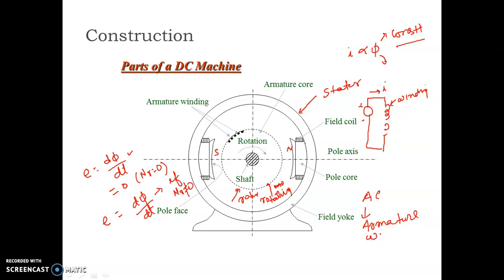Armature winding is on a stator, and field winding is on rotor. Field winding is on rotor in AC machine, and armature winding is on a stator. But in DC, you see field winding is on a stator and armature winding is on rotor. It has its own advantage. That is why, technical advantage is there. That is why we are placing like this.